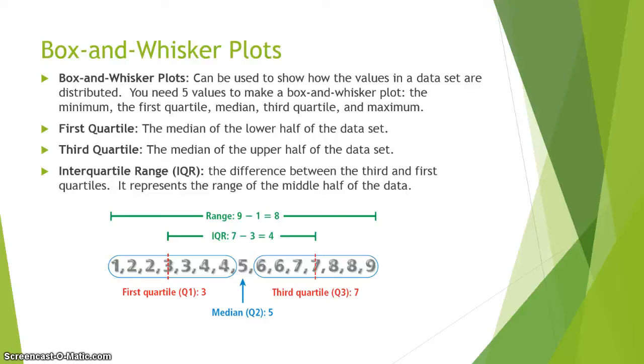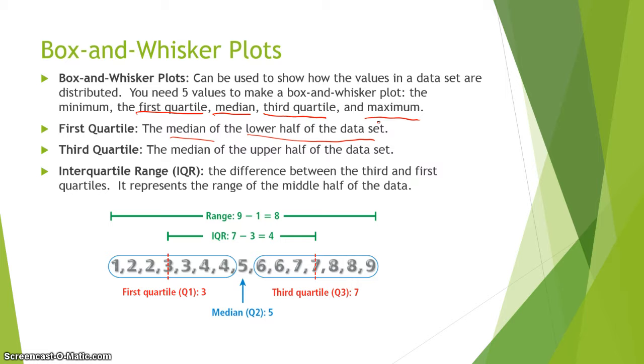Box and whisker plots can be used to show how the values of a data set are distributed. You need 5 values to make up a box and whisker plot. That includes the minimum, the first quartile, your median, your third quartile, and your maximum value. Your first quartile is the median of the lower half of your data set.